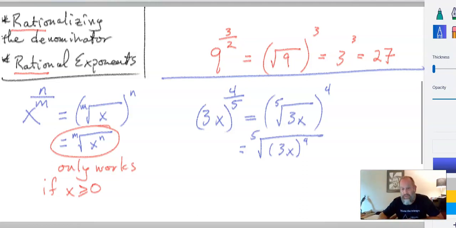And typically you do this when there's variables involved, right? You look at it as the exponent being on the inside. Then using rules of exponents, we can distribute this exponent across multiplication.